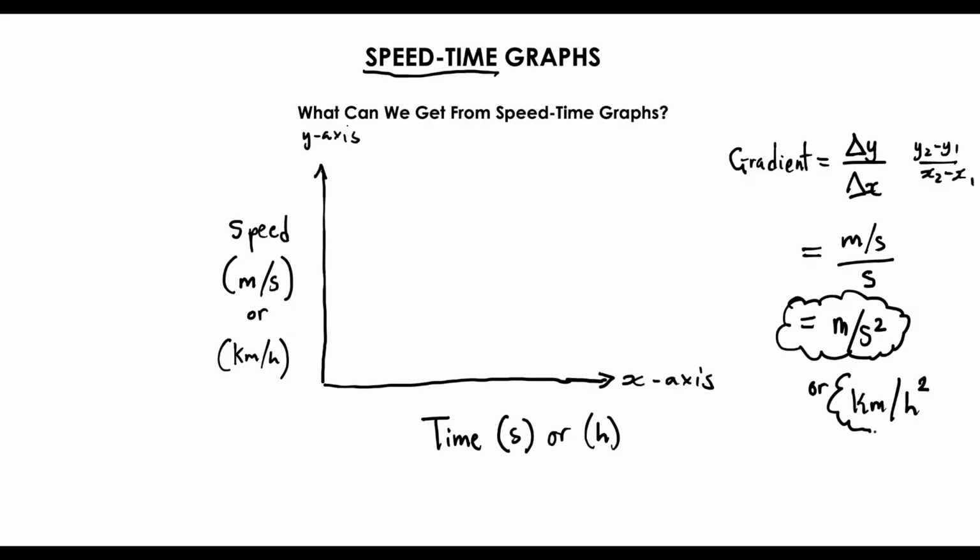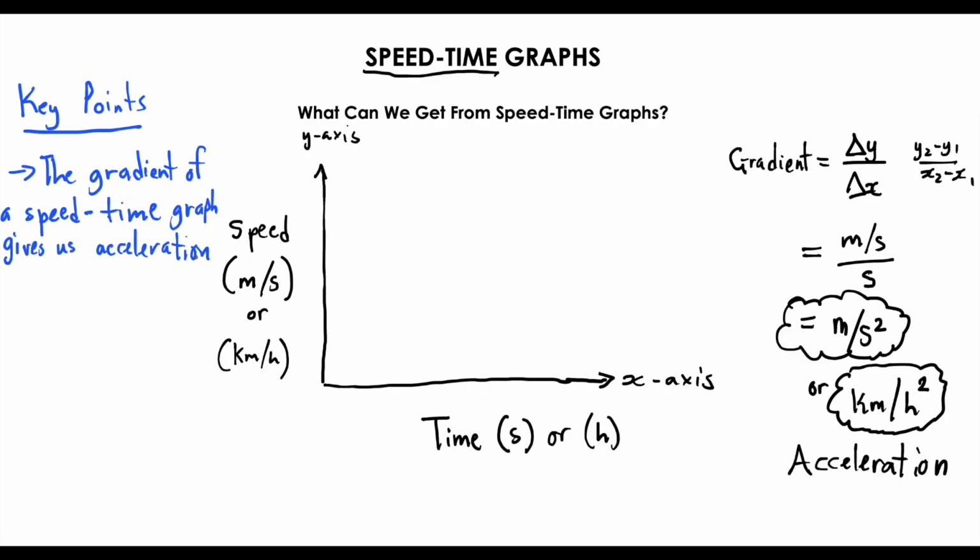Now, what do these represent? This represents acceleration. So if we were to calculate the gradient of a speed time graph, we would get acceleration. So the gradient of a speed time graph gives us acceleration, or the opposite of acceleration, which is deceleration. So the question is, how do we know the difference? We'll see that in a bit.